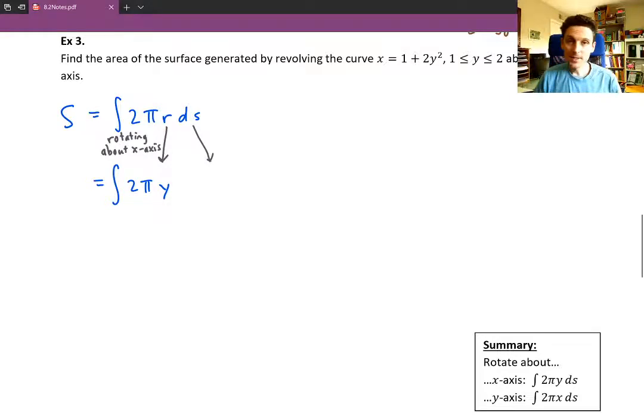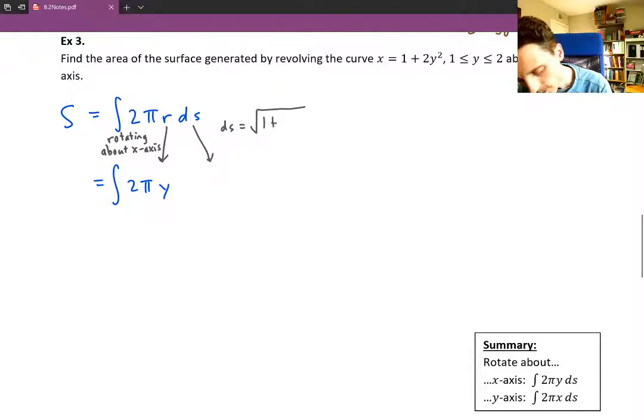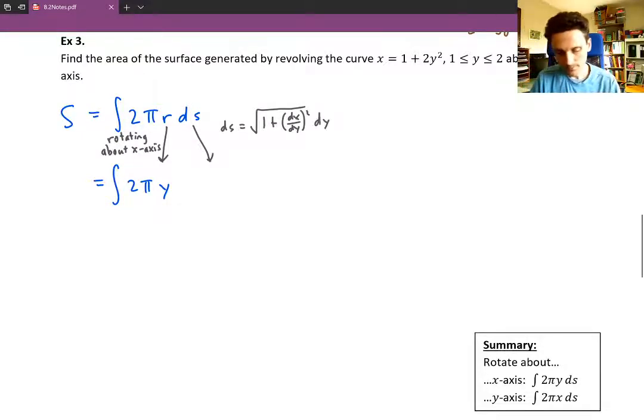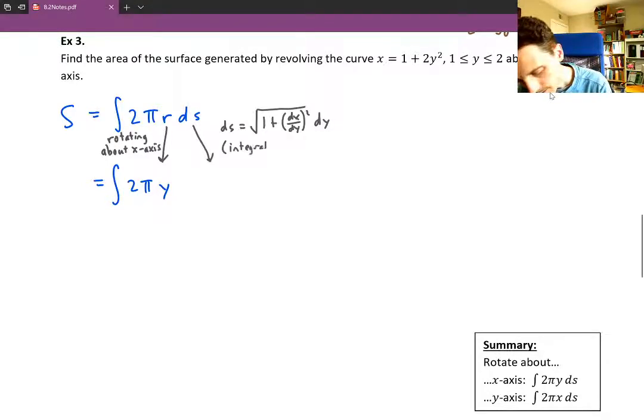Now the ds we have choices about. Here we're given x as a function of y. X is equal to 1 plus 2y squared. So let's go with the version where we find dx dy, which has a dy in it. So we're going to go with the version that's square root of 1 plus dx dy squared, and then dy, which means we're going to be integrating with respect to y, and that's because of the dy there.